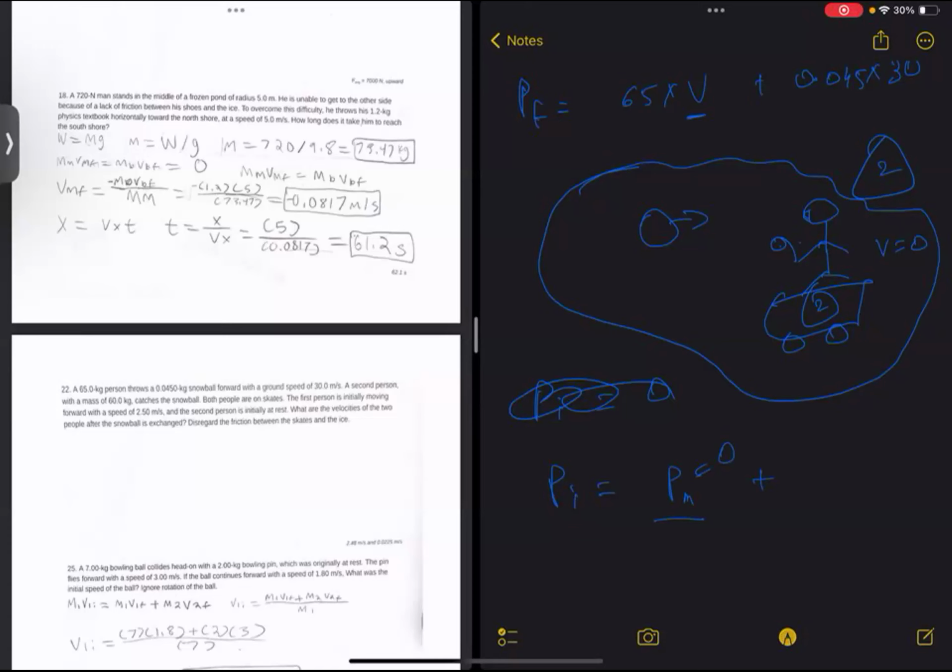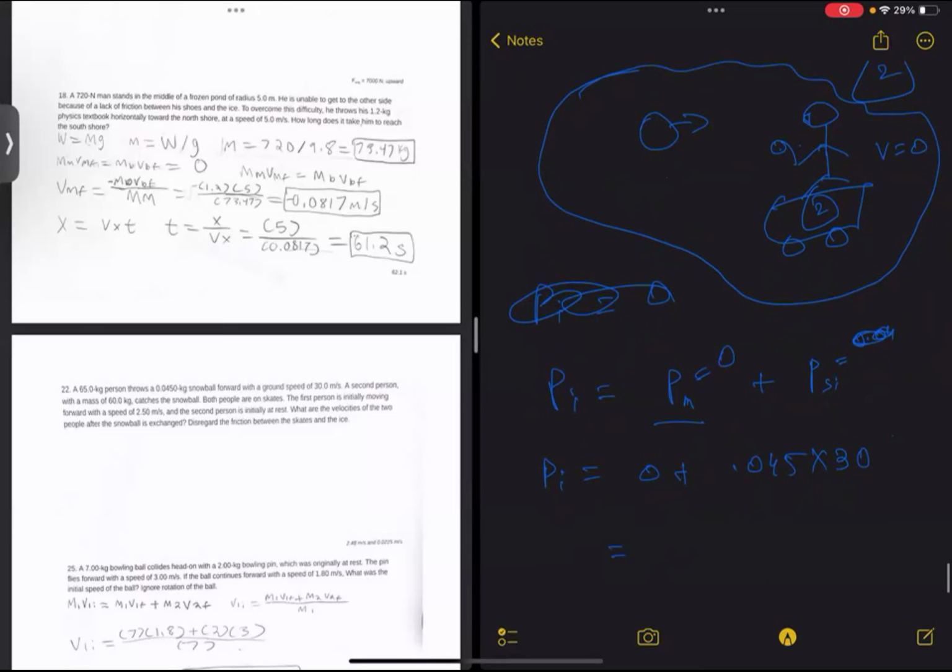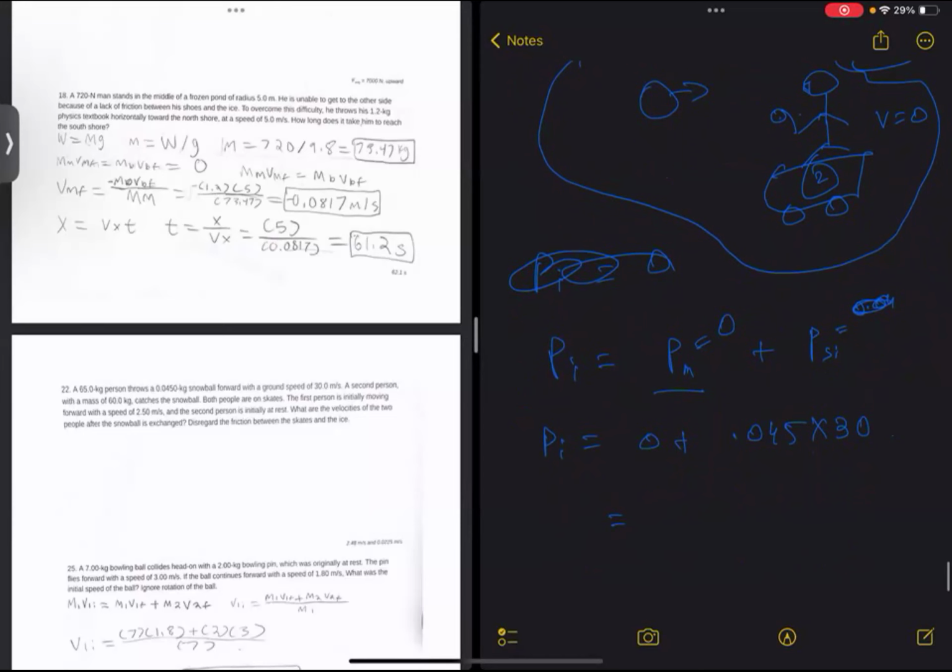And the system consists of snowball and man both, right? So what is the initial momentum of the snowball? 0.045 times 30. So the initial momentum of the system is 0 plus 0.045 multiplied by 30, right? The initial momentum of the system is not zero. It is 30 multiplied by 0.045.